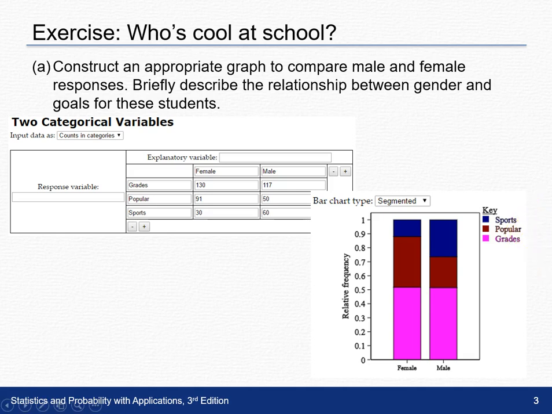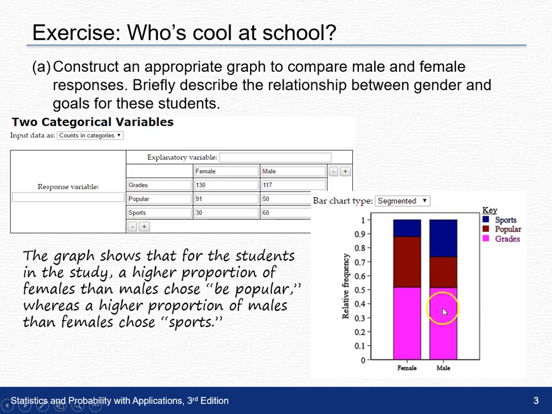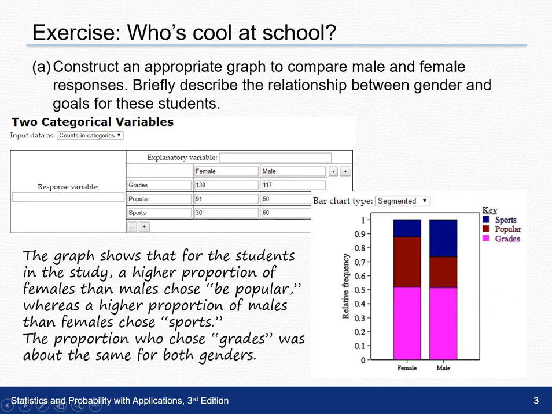So describing this, what I first notice is that more females chose to be popular than males, whereas more males chose sports than females chose sports. And lastly, what I see is this pink area on both are similar. So there was a similar proportion of males and females who chose grades to be most important.